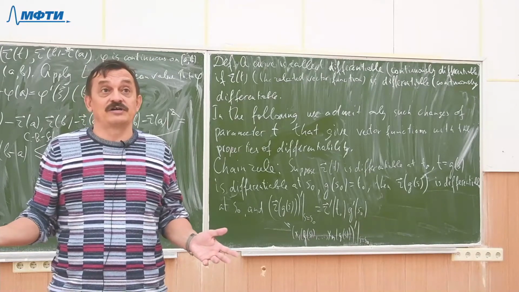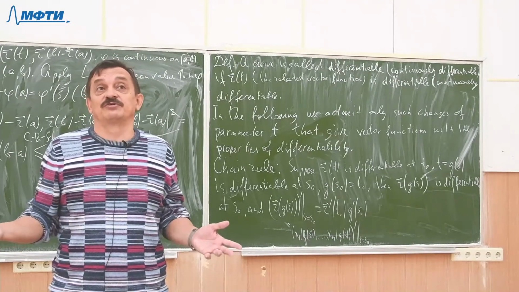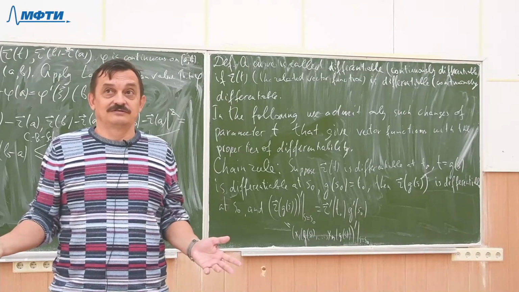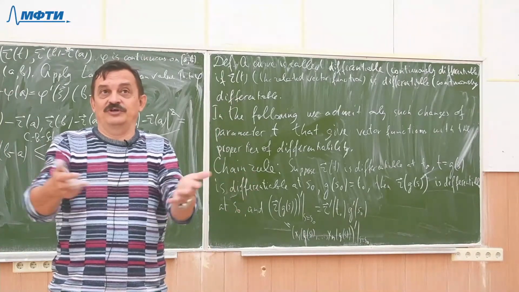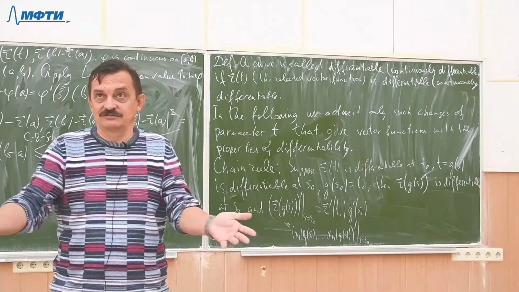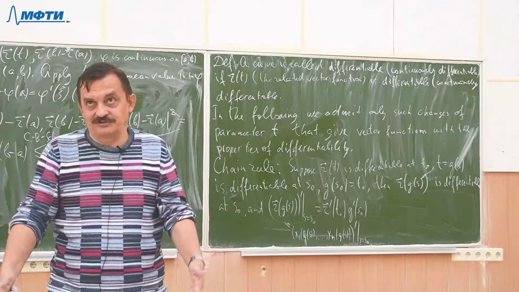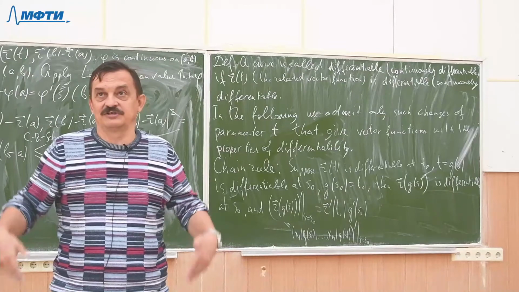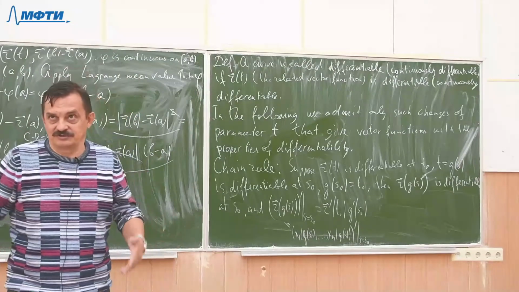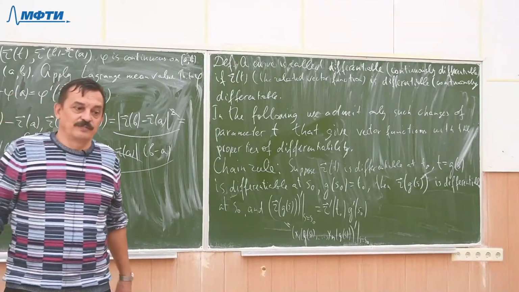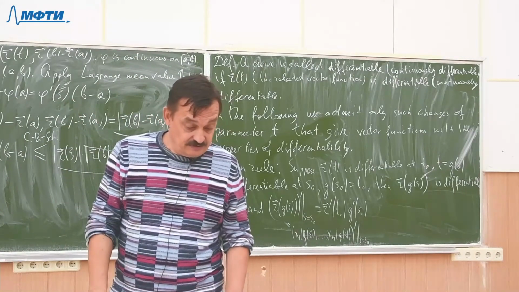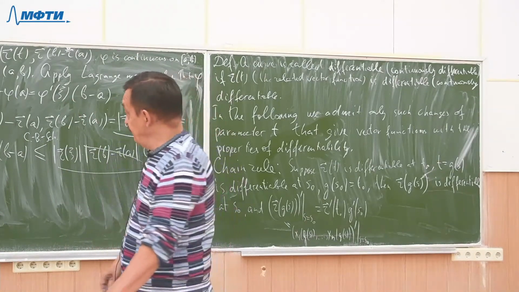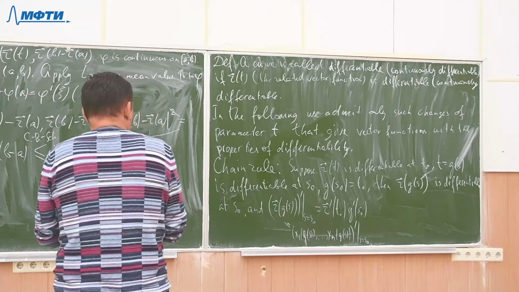In fact, I didn't introduce, for example, twice differentiability, but of course we can. What is a twice differentiable vector function? You have a vector function, you differentiate it, and you obtain once again a vector function. If it is differentiable, then it is twice differentiable, and so on, thrice differentiable. Sometimes we'll need it.